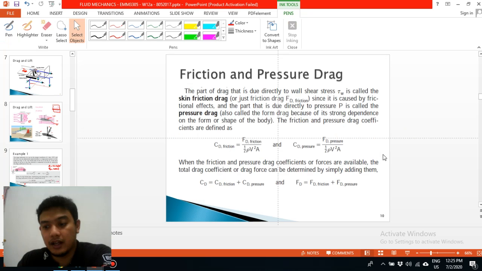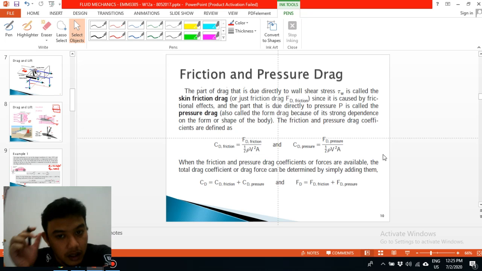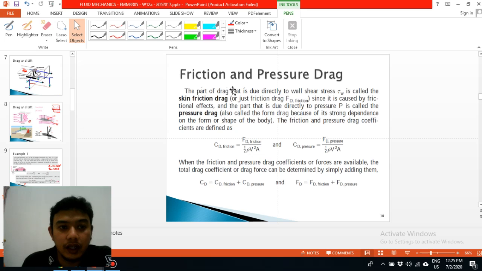Okay, next we will learn about friction and pressure drag. The part of drag that is due directly to wall shear stress is called skin friction drag, or we can just call it friction drag, F_D friction, since it is caused by frictional effects. The part that is due directly to pressure P is called pressure drag. It is also called form drag because it strongly depends on the form or shape of the body.